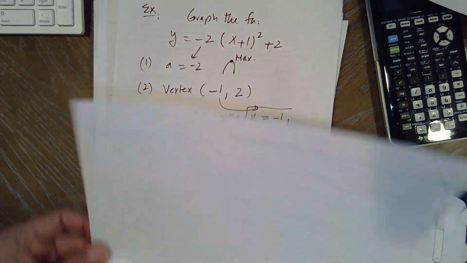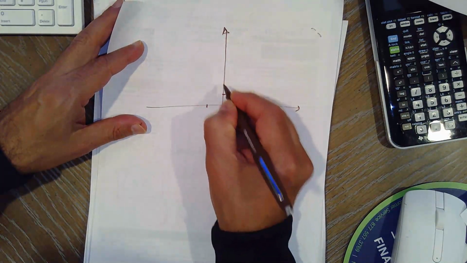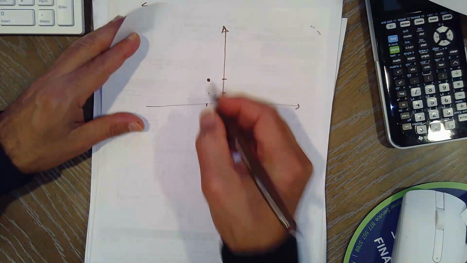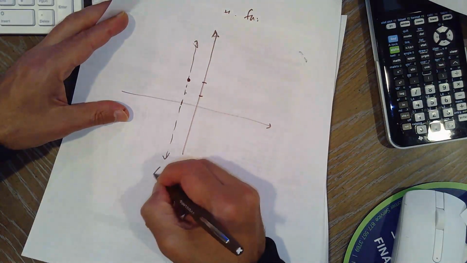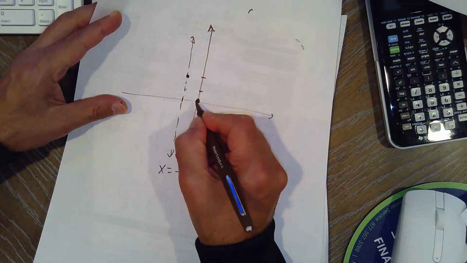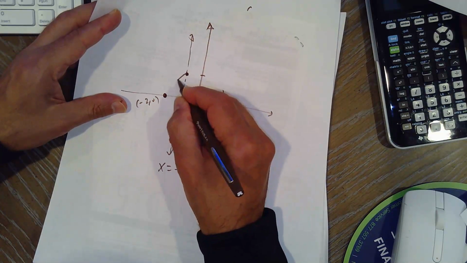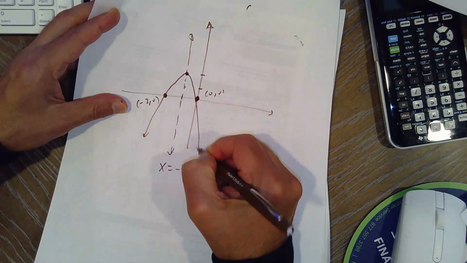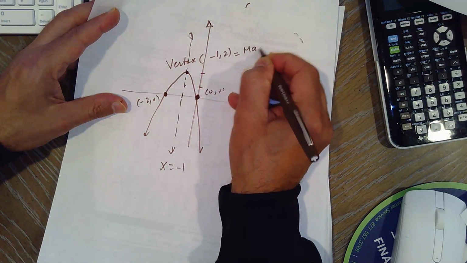And we got all the information, so let's put it on the graph. The vertex is at -1, 2. The axis of symmetry is always the vertical line through the vertex, which is in this case x equals -1. It's going to hit the y-axis at 0, 0, the x-axis at 0, 0, and at -2, 0. And it's a maximum. So the vertex is at -1, 2, and it is a maximum.